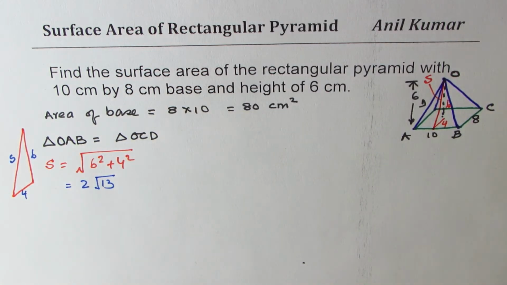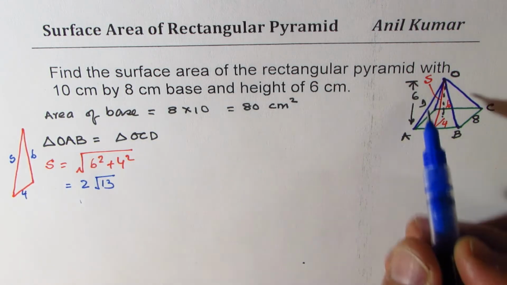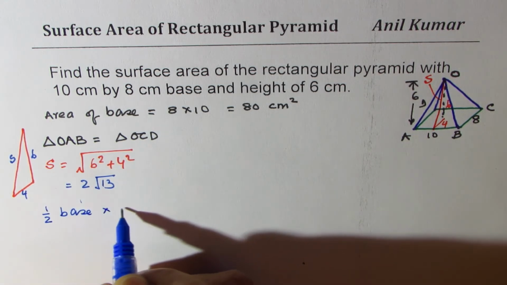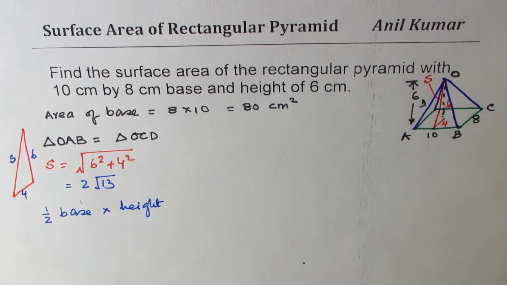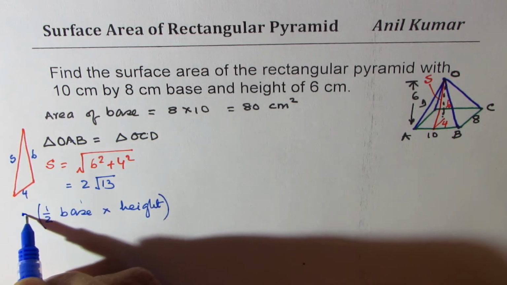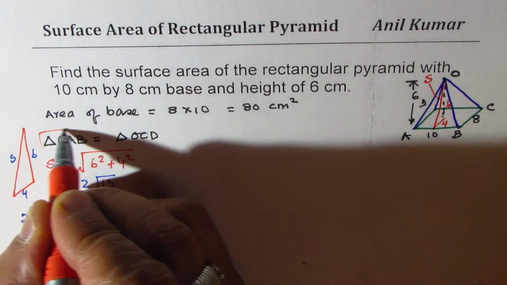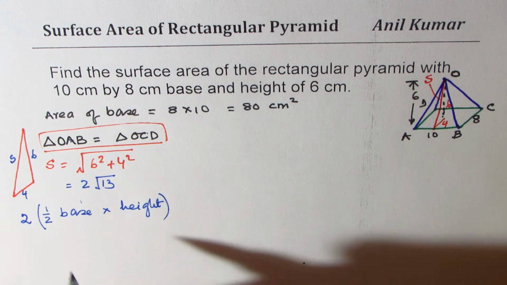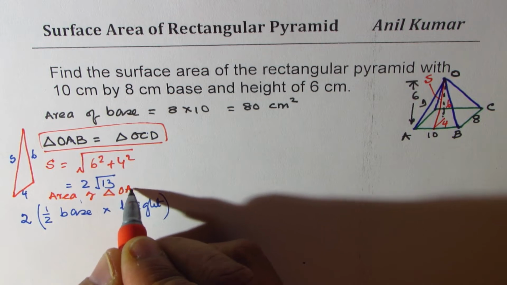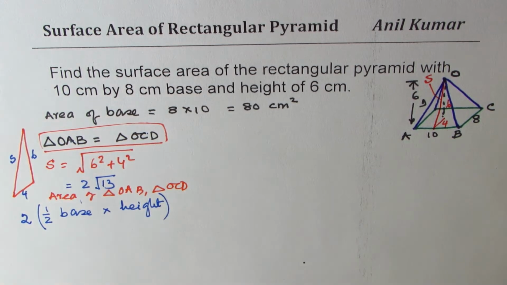Okay. Now we have two of these, right? So area is how much? Now area of the triangle is half of base times height. Now since there are two triangles, we are talking about these two triangles, we have to multiply this by 2, right? So that means we are finding area of two triangles, both, right? These two triangles. So we are finding area of triangle OAB and triangle OCD. Is it okay? So that is what we're trying to find.